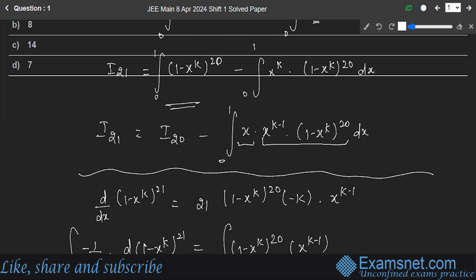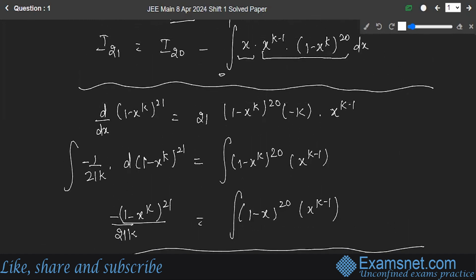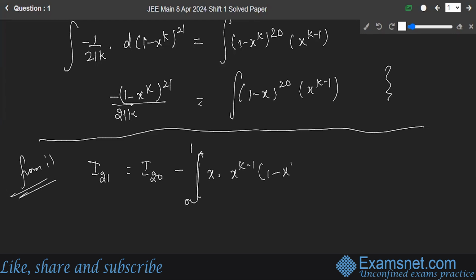Generally, I have just told you this for explanation, you may skip this part. This is just for your knowledge. In the paper, you can directly write down this step, as I'm starting from 1 now. This was just for your understanding. So I-21 is equal to I-20 minus. I'll write down that step once again: integral 0 to 1, x into x power k minus 1 into (1 minus x power k) raised to power 20 dx.